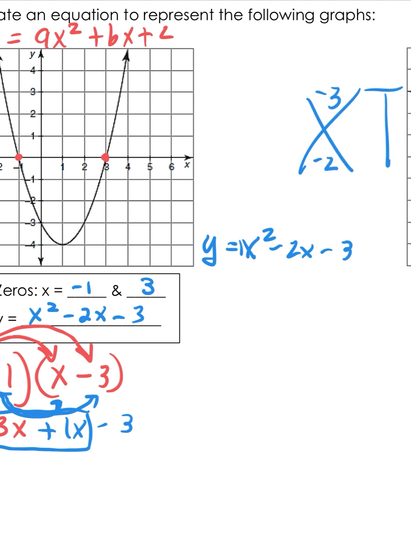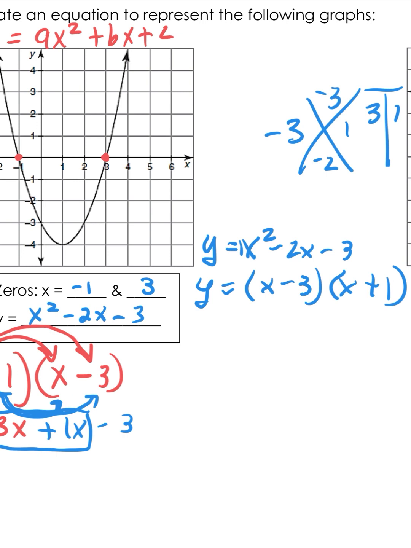Now I'm thinking, what factors of -3, what factors of 3 could make it so that I could end up at -2 when I add them together? And so I'm going to use 3 and 1. If I use 3 and 1, if I were to make this negative, then I would get -2 when I add them together. So to say that in another way, y equals x minus 3 and x plus 1, like we discovered from the graph earlier, right? So here's my factored expression right here. Here's the factored form, okay?